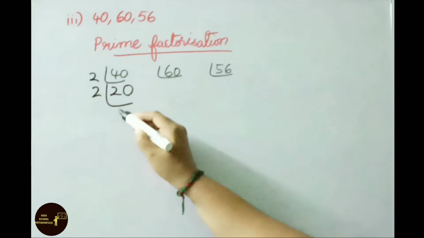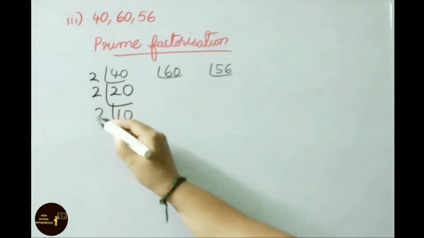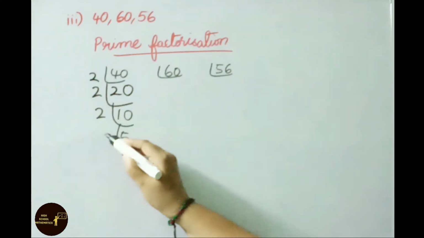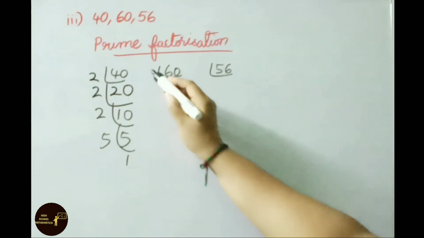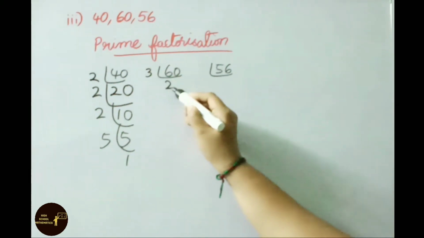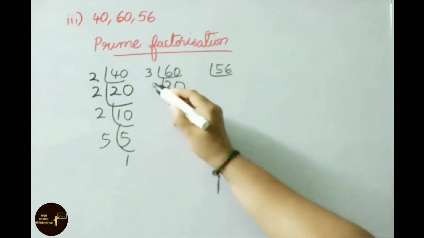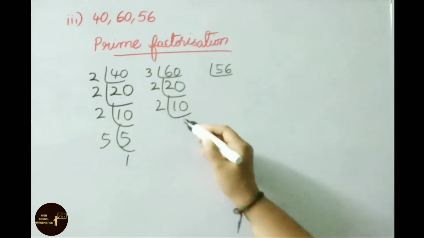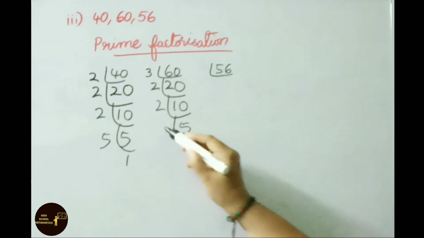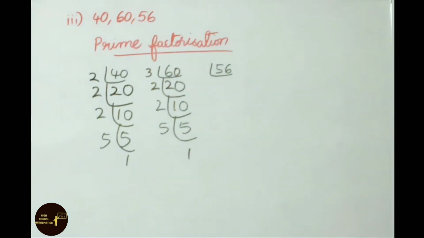Again 2 table, 20 is 10 times. 2 5s are 10. 5 1s are 5. Now let us divide 60. 3 table, 3 20s are 60. 2 table, 2 10s are 20. 2 table, 2 5s are 10. 5 table, 5 1s are 5.